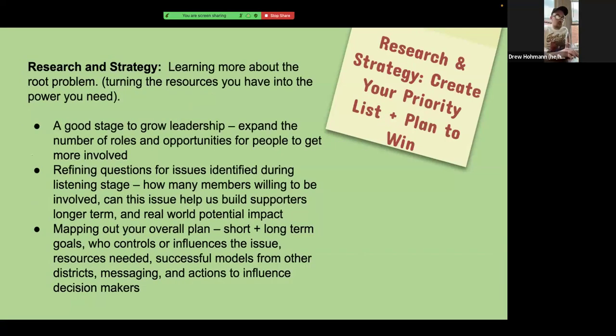So like I said earlier, this research and strategy part is we're going to figure out why this issue is occurring, right? So if the school lunches are bad, what is going on? Did they not get that funding that they need? Things like that. And this is actually a really good point that we're going to touch on in a sec. This is a great spot to grow our leadership.